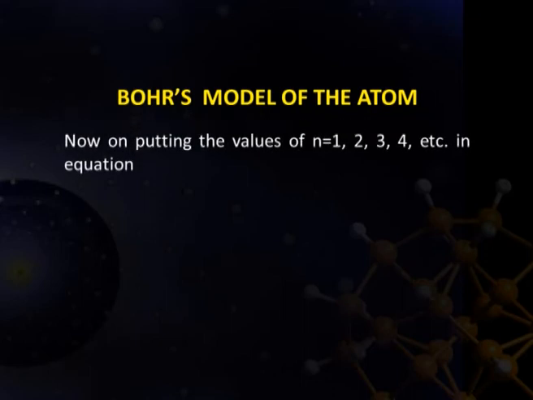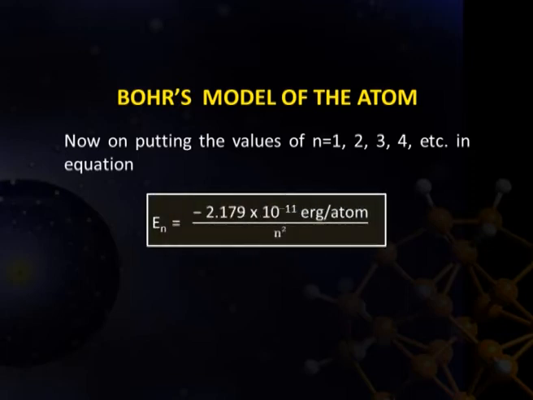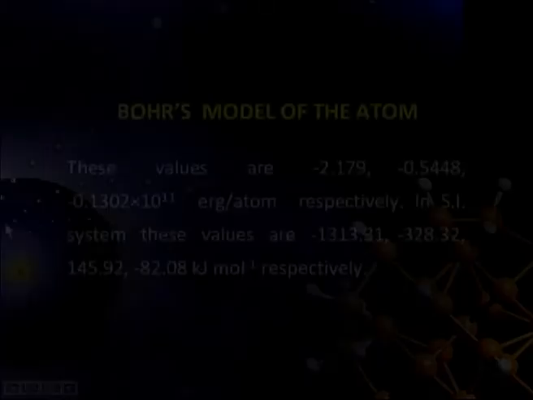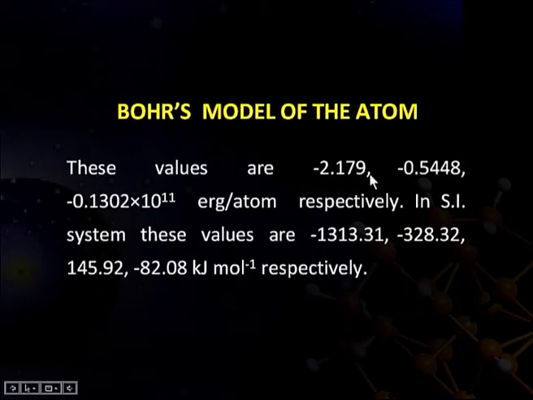Now, on putting the values of n as 1, 2, 3, 4 etc. in this equation, En is equal to minus 2.179 into 10 raised to the power minus 11 ergs per atom upon n square, the values of E1, E2, E3, E4 etc. can be calculated. These values are as follows, in ergs per atom respectively, and in SI system these values are this, in kilojoules per mole respectively.